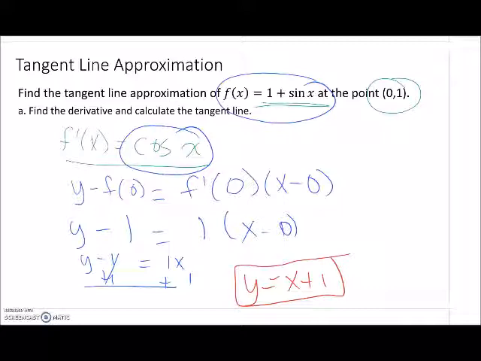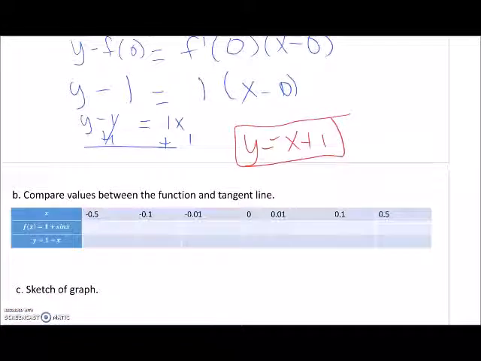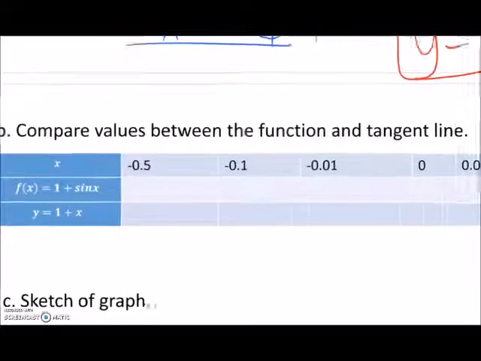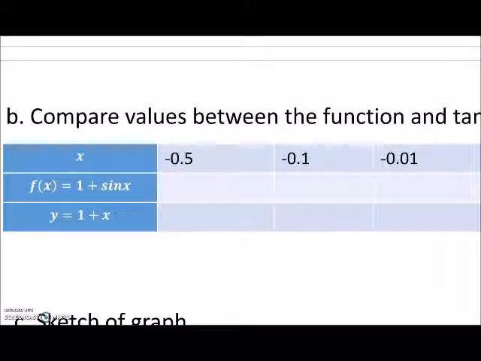Now we need to go ahead and calculate using the table so we could see what that point would be. So using your calculator, and I'm using mine over here on the side, we have to compare the values between the function and the tangent line. The function is f of x equals 1 plus sine of x. The tangent line is the bottom one, which is y equals 1 plus x. So when x is negative 0.5, the function gives me 0.521. The tangent gives me a 0.5.